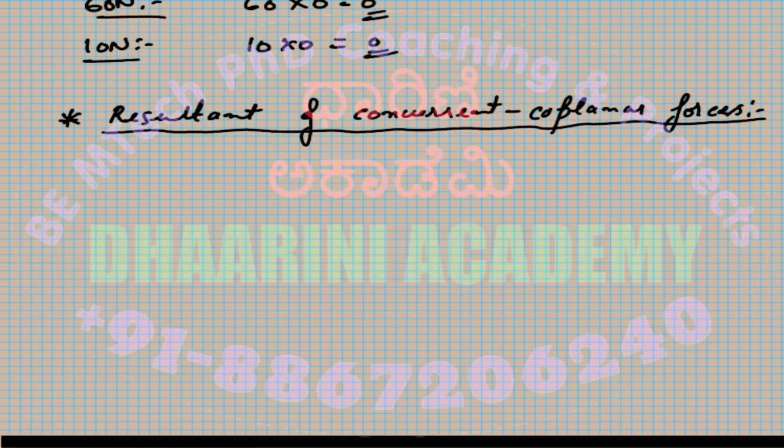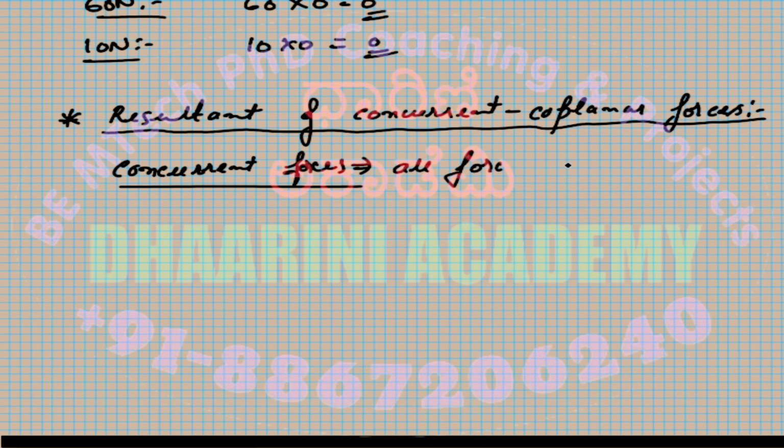So there are two words, right? First word says that it is concurrent. So what do you mean by concurrent forces? When I say the forces are concurrent, this means all the forces act on a single point. Okay, then there is another word called coplanar.